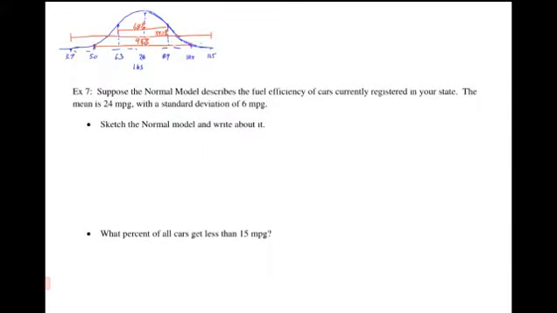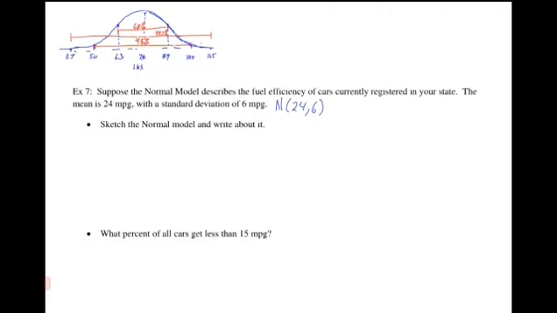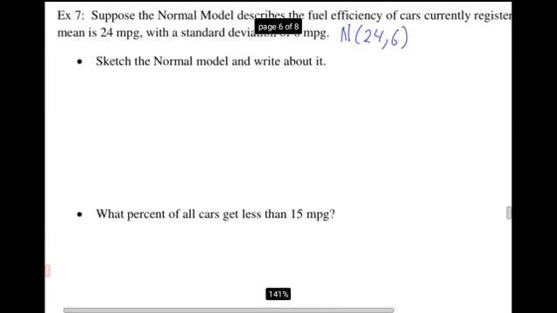Chapter 5, Example 7. Suppose the normal model describes the fuel efficiency of cars currently registered in your state. The mean is 24 miles per gallon with a standard deviation of 6 miles per gallon. Sketch the normal model and write about it. So, again, this one tells us that the normal model describes it. We're not going to have to write that little sentence in this case. Our model is N(24, 6). So this is very similar to our previous problem to start with.